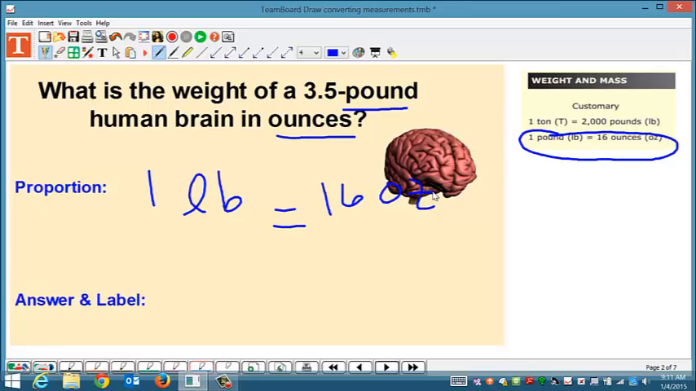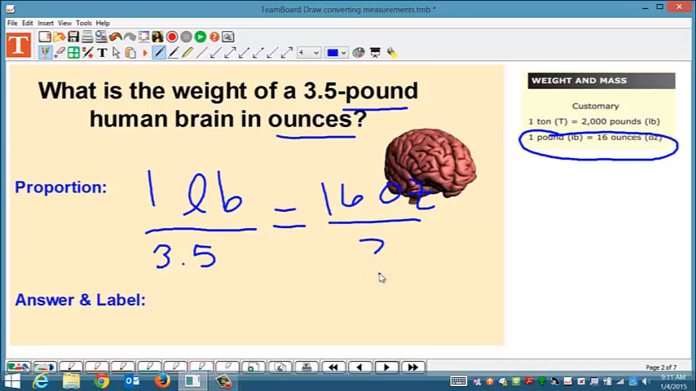Another thing, make sure you put your labels. Then look at your problem. What are you given in your problem? You're given that the brain is 3 5/10 pounds. So I'm going to put that under my 1 pound. And we want to know how many ounces that is. That's what we're trying to solve.